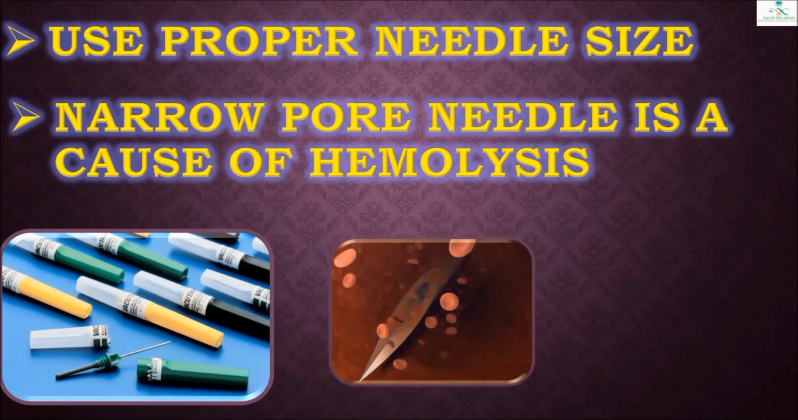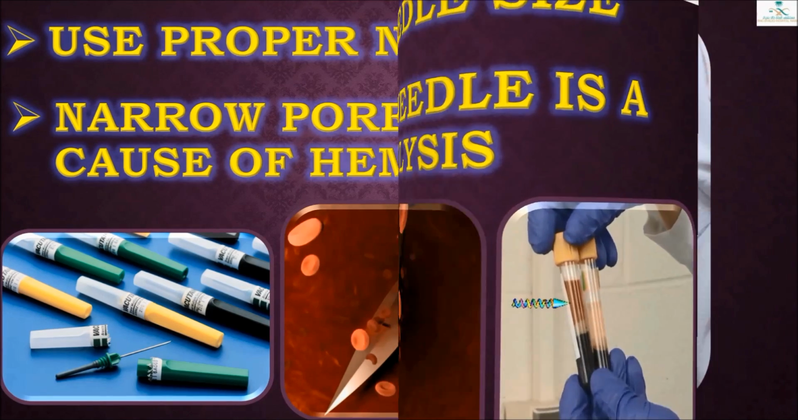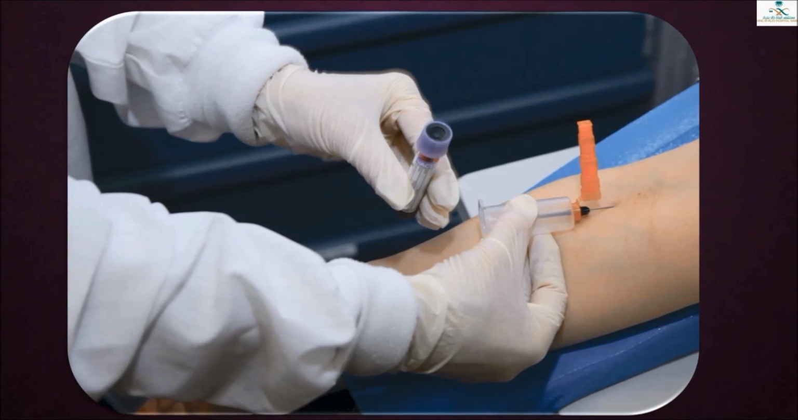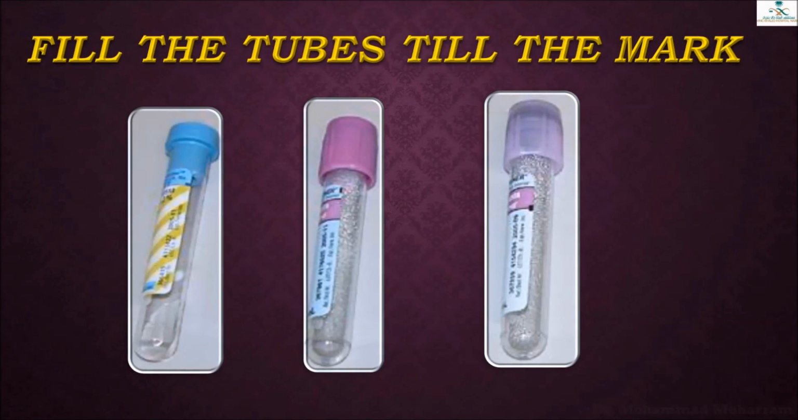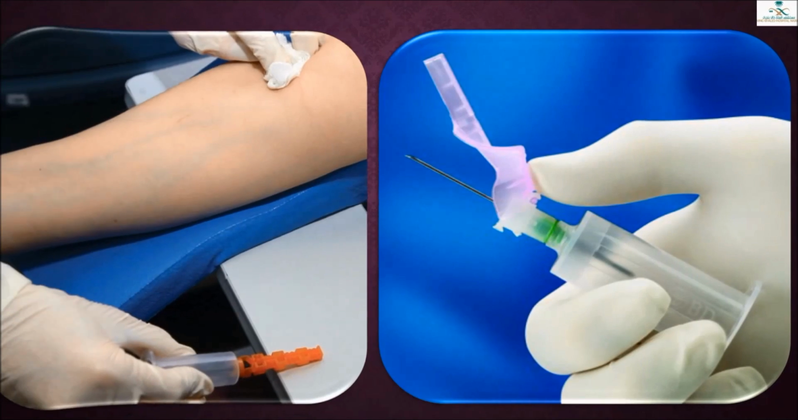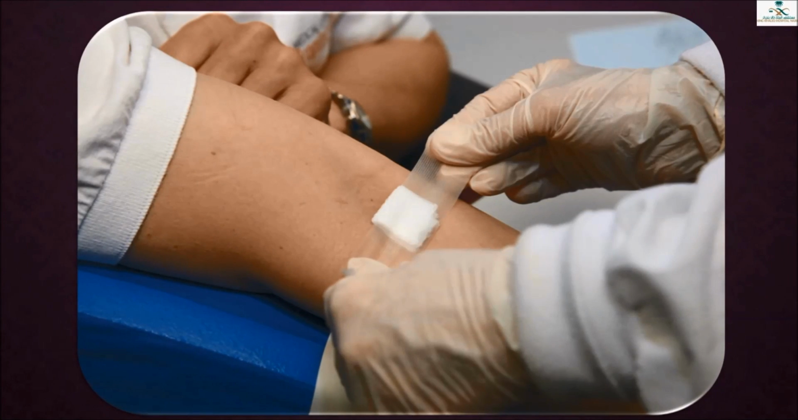Use proper needle size. A narrow bore needle is a cause of hemolysis. Aspirate blood in tubes in the proper order of draw. Fill the tubes till the mark. Remove the needle and apply a piece of sterile cotton. Secure the needle. Discard the needle in the sharps container.